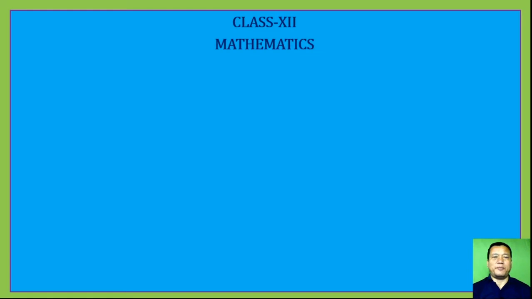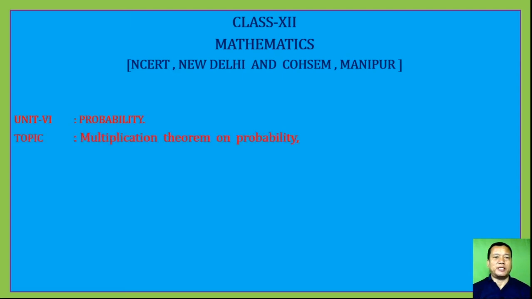Class 12 Mathematics, NCERT New Delhi and COHSEM Manipur. Unit 6 Probability. Topic: Multiplication Theorem on Probability, Independent Events. Exercise 13.2.